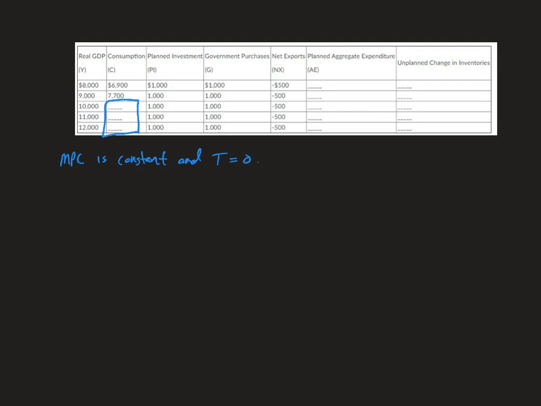So here we know that MPC is always equal to my change in consumption over my change in disposable income. Well, if taxes are equal to 0, then that's just the change in consumption over my change in income, which means with the 2 values that we have before, the change in consumption went up $800, from $6,700 to $7,700, when the income went up by 1,000, meaning that the MPC is 0.80, so 80%.